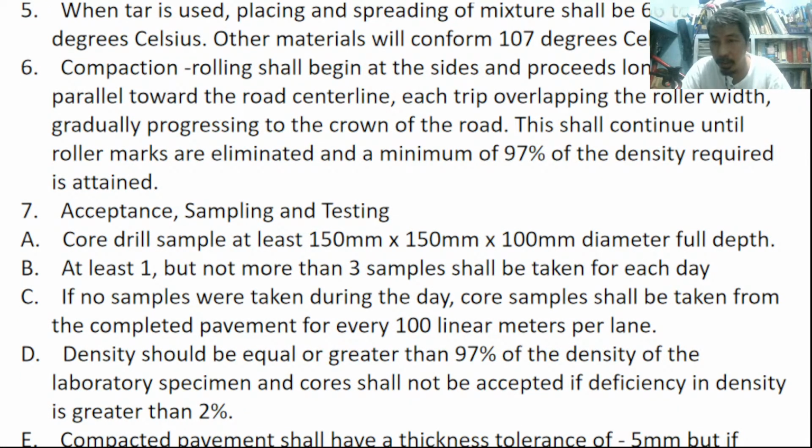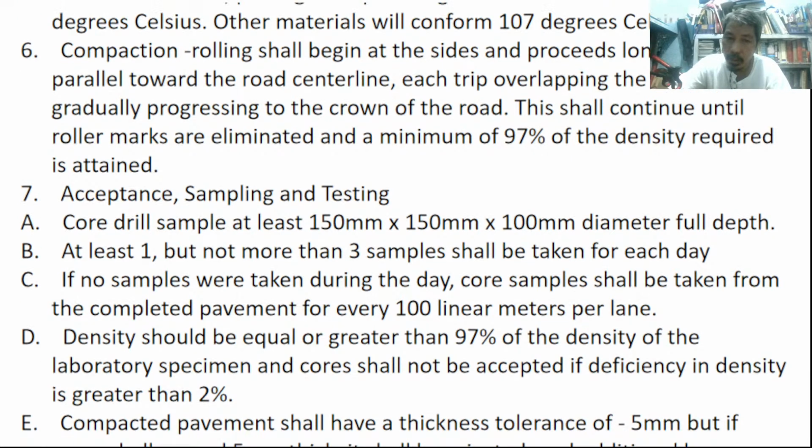Density should be equal or greater than 97% of the density of the laboratory specimen, and core shall not be accepted if deficiency in density is greater than 2%. Note, 2%. 2% tolerance is allowed, but not more. Okay. With respect to density, this is with respect to the compaction.